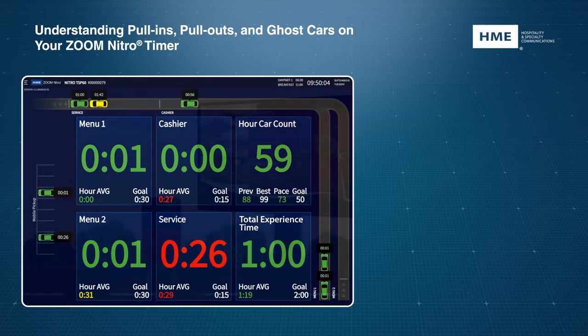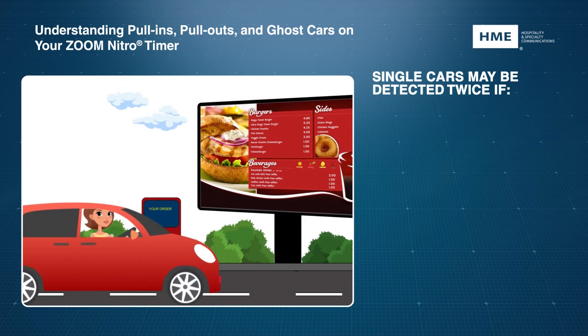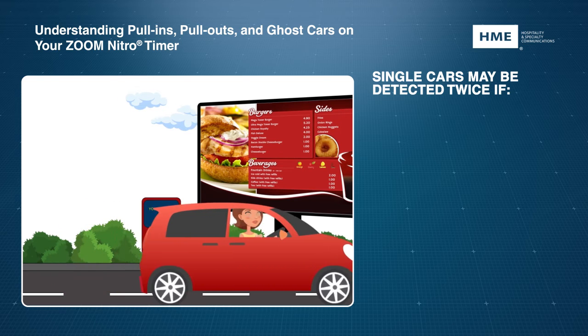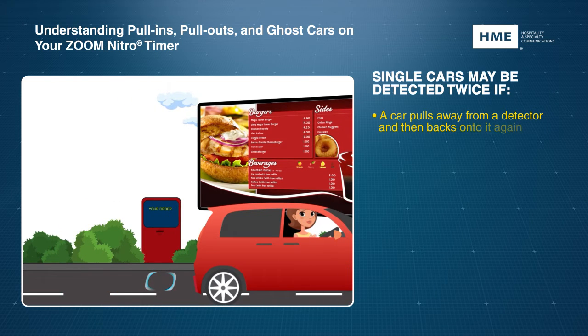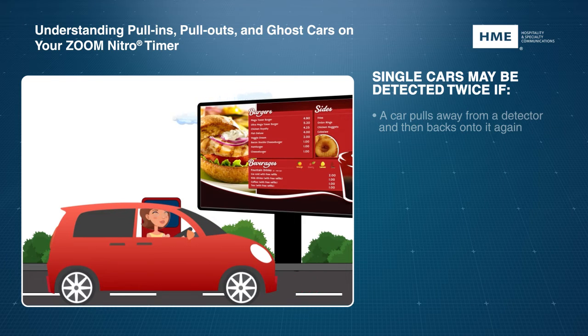There are several reasons why a single car may be inadvertently detected twice at the beginning of the lane. For example, a car pulls away from a detector and then backs onto it again. This can happen if a menu is configured too far forward from the speaker post, or if a car drives too far over the loop.